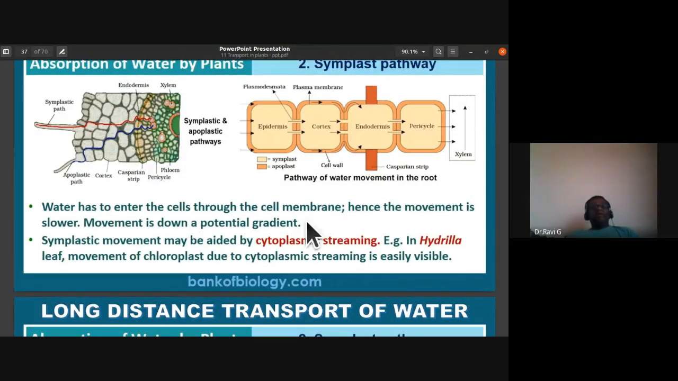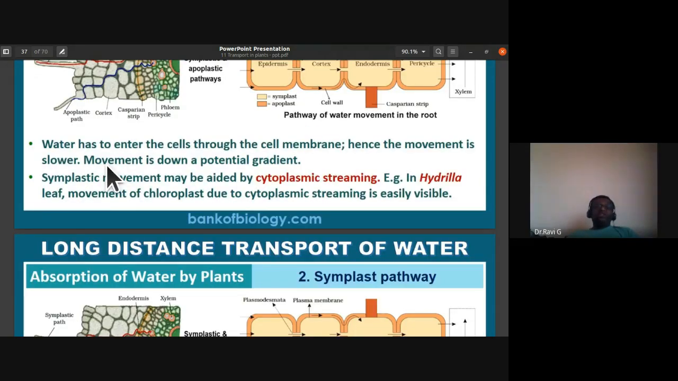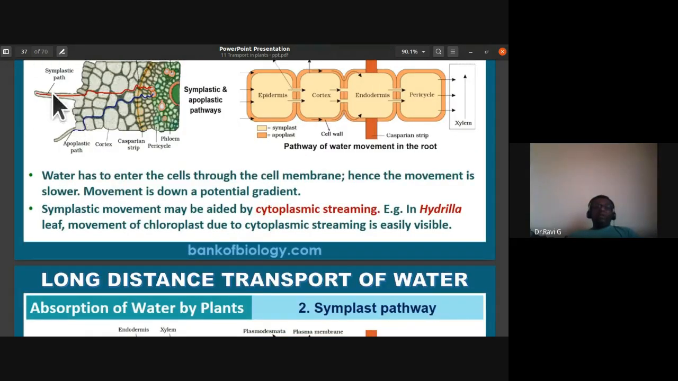Water has to enter the cells through the cell membrane. Hence, the movement is slow. The movement is down a potential gradient, so it is with the potential gradient.